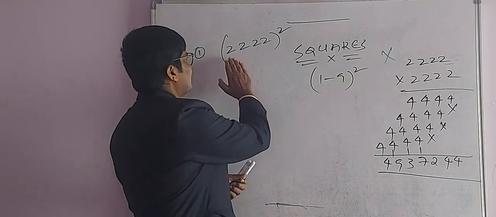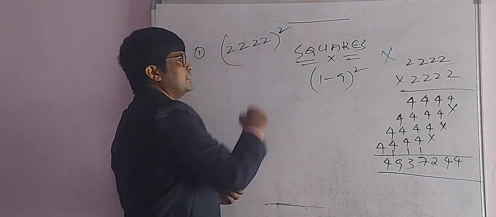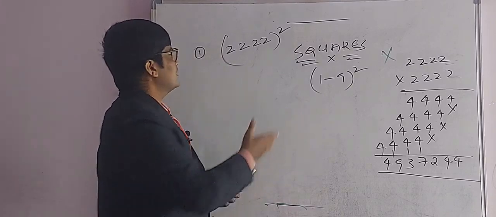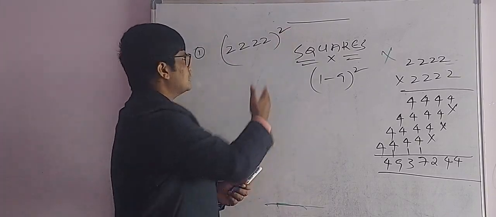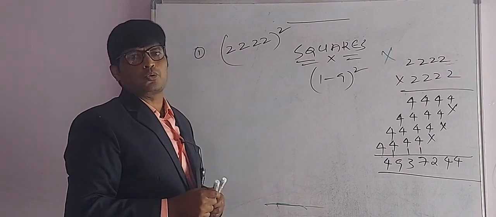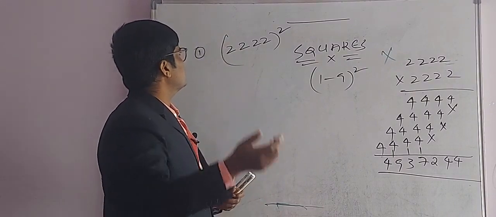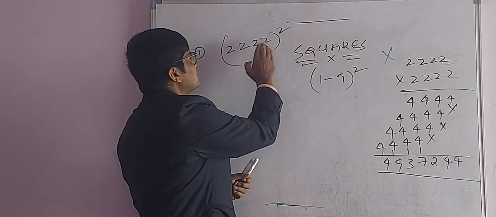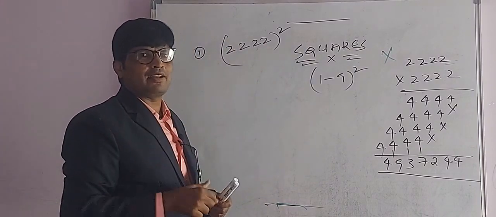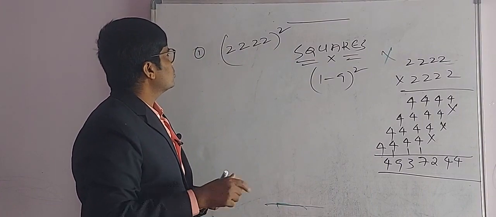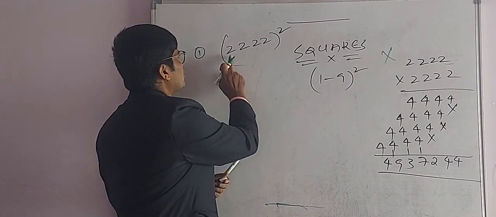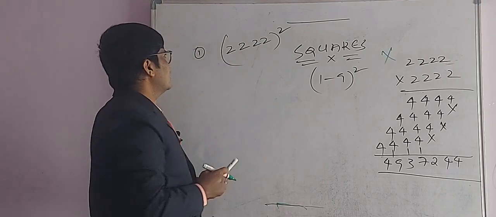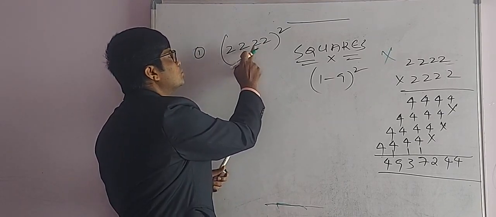Now let us see the concept. There are 4 digits and the digit is 2. Just square the number. 2 squared means 4. So we know that 2 squared is 4 and there are 4 digits. That many times we have to multiply. So 2 squared is 4 and there are 4 digits, 1, 2, 3 and 4, that many times we multiply.